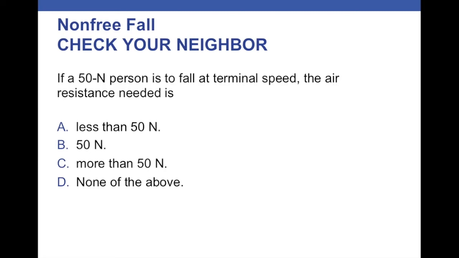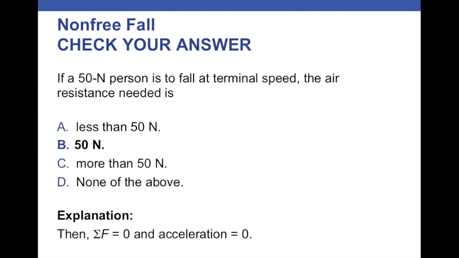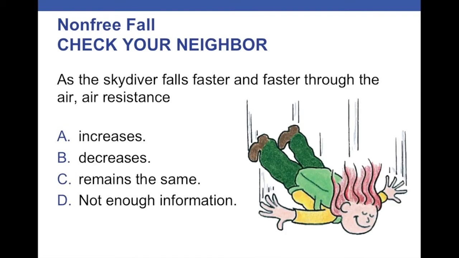So if a person that weighs 50 newtons is to fall at terminal speed, the air resistance needed is, pick the best answer, 50 newtons, because they have to cancel each other out. So it's in a state of dynamic equilibrium, where it's moving, but all the forces acting on the object are canceling each other out.